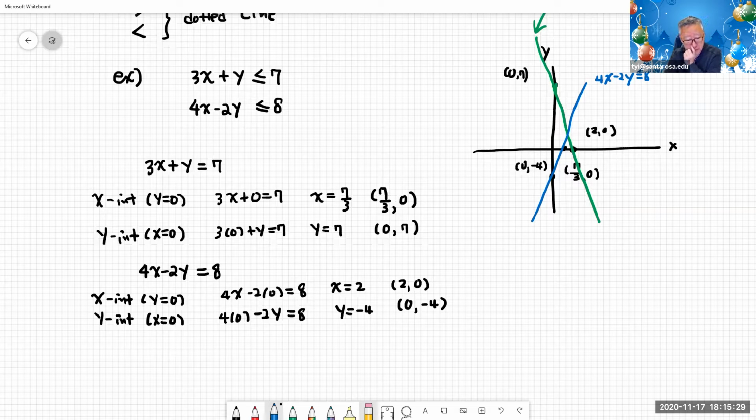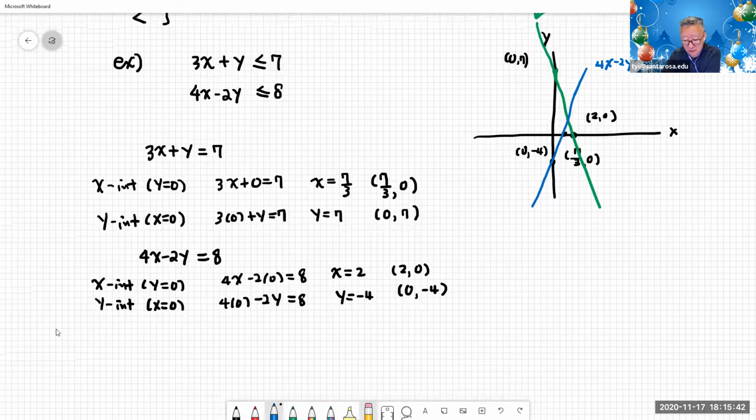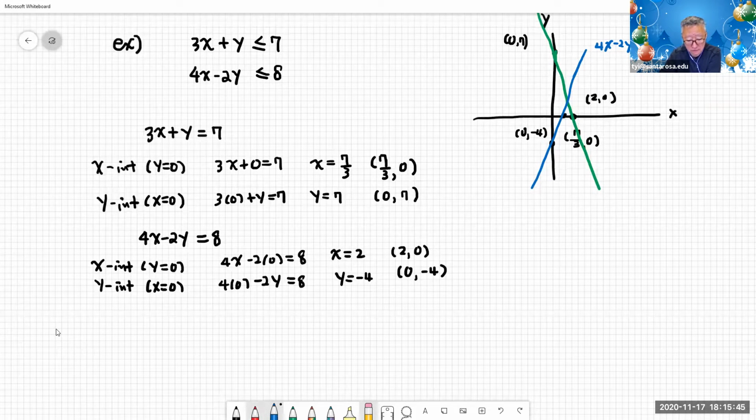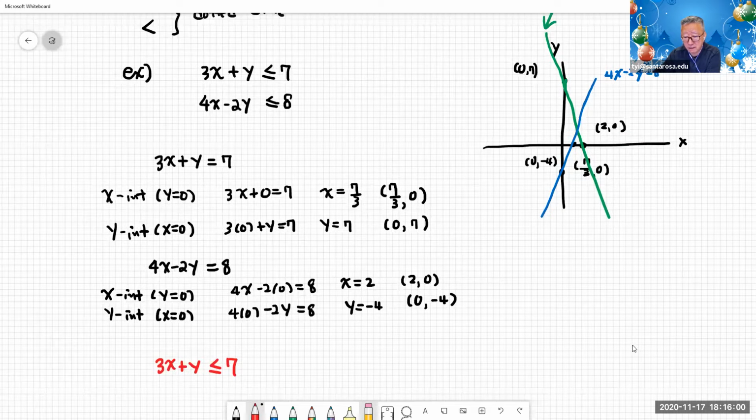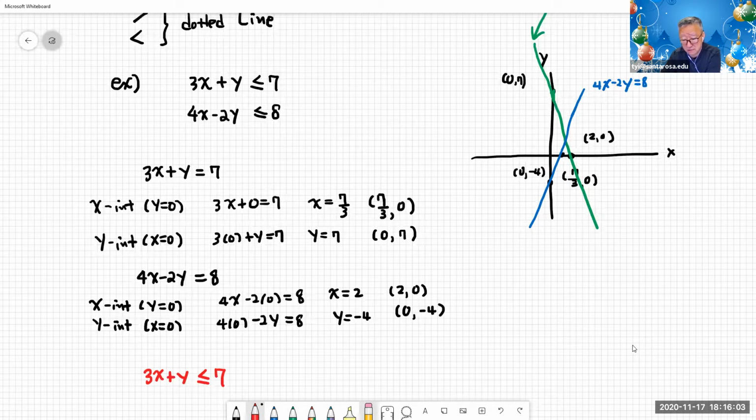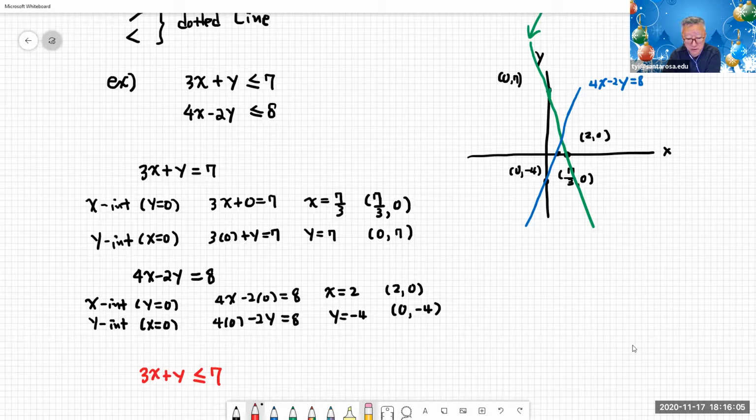Okay, so now we need to find out the solution area here. Let's look at the first inequality: 3x plus y is less than or equal to 7. Let me just use the red this time. So you've got 3x plus y is less than or equal to 7. We are looking at this green line, and we want to find out which side is going to be our solution for the green line.